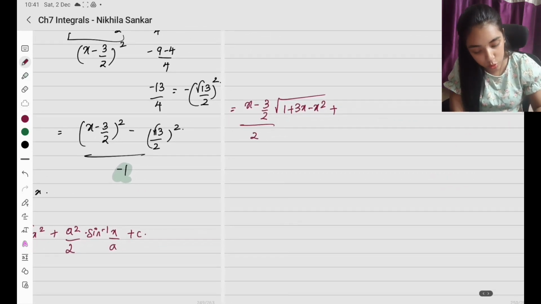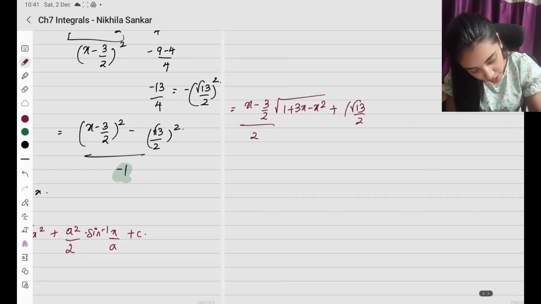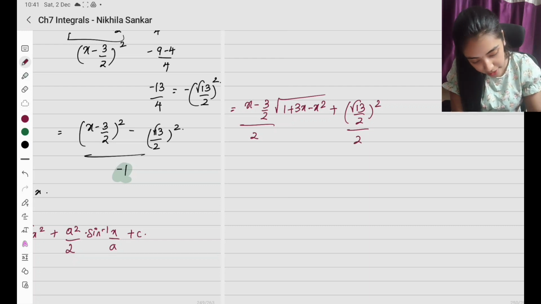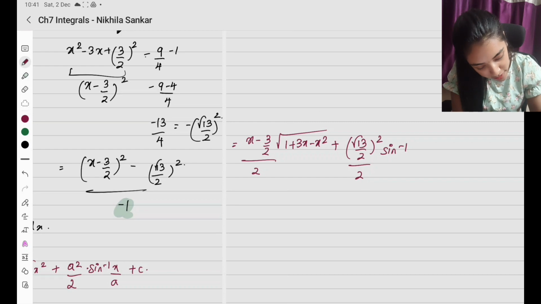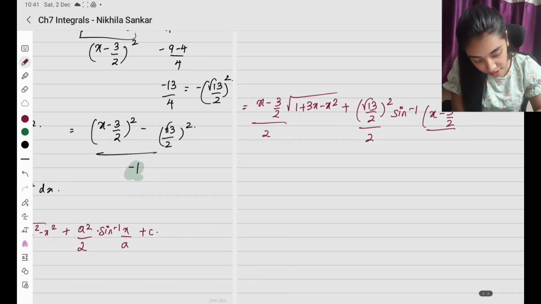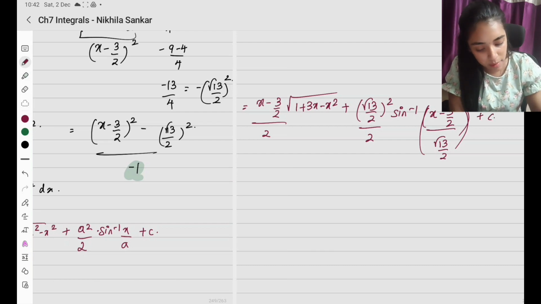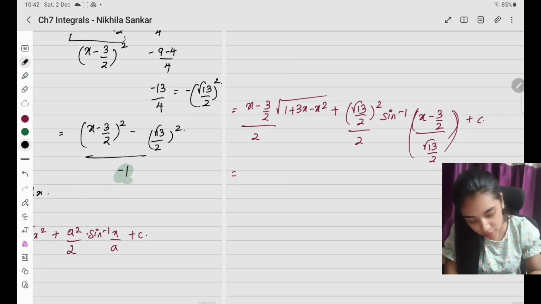A square and root 13 by 2. So root 13 by 2 times, that is square, a square divided by 2 times sin inverse of x by a, which is x minus 3 by 2 divided by a, which is another root 13 by 2. So root 13 by 2. So everything is inside the sin inverse function plus c. So when I simplify this, what do I have?